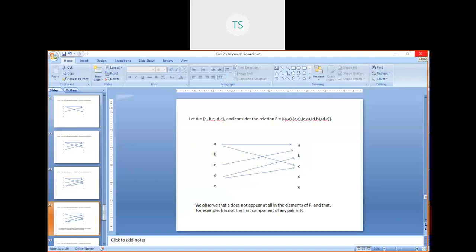So see this diagram. From this diagram, we observe that E does not appear at all in the elements of R, and for example, B is not the first component of any pair in R. Now I have marked some elements from the first column in red color. The elements in red color are A, C, D.